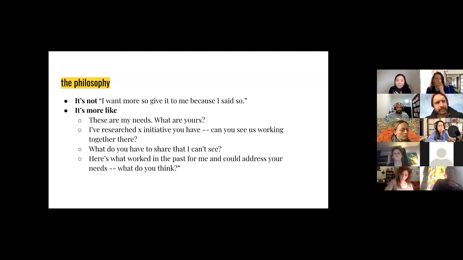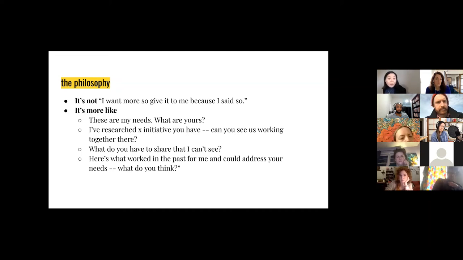So the philosophy and energy behind negotiations is that there's a lot of listening involved. It's talking about what your needs are, being transparent about what your needs are, and then understanding what their needs are. And it's when you're able to list out the needs and see them that you can start crafting interesting solutions that are win-win.